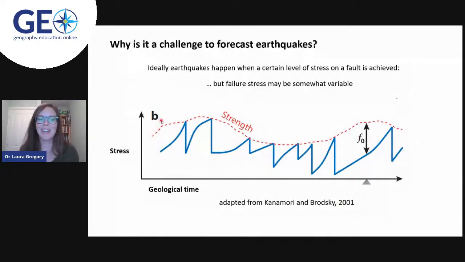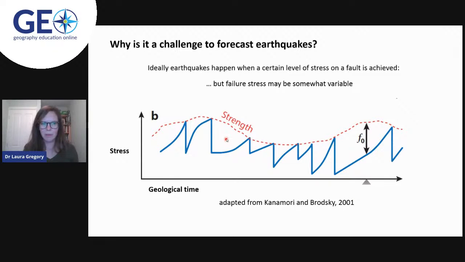We think that the strength of the fault, so that threshold value, might actually vary over time, depending on what's happening to the fault. And so it gets a lot more complicated. And actually, if we're on a fault where it's been a really, really long time since there's been an earthquake, we may not be able to say exactly when the next one is going to be.